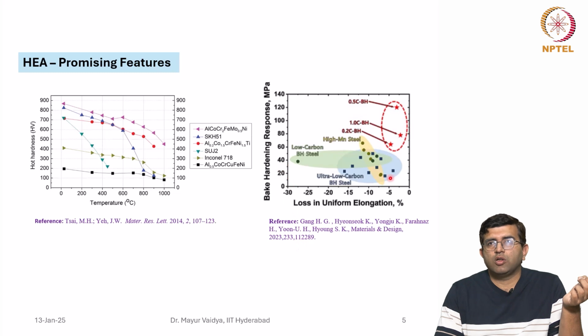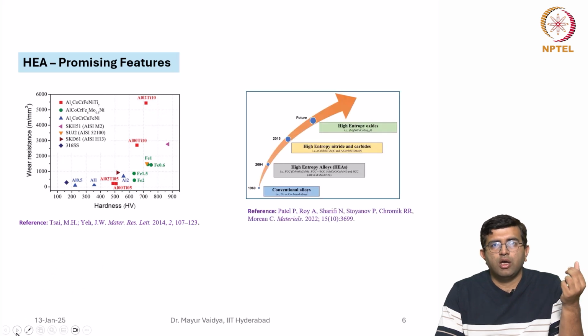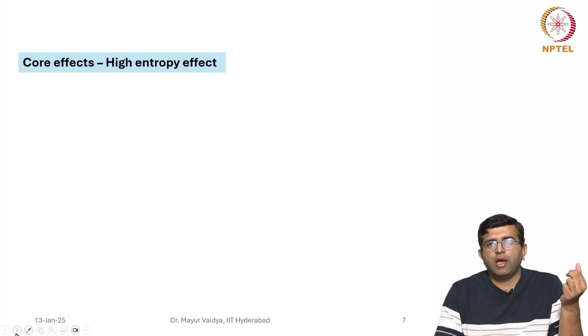Similarly, here also certain alloys come to very high values, the high entropy alloys. Then the wear resistance of some of the high entropy alloys has been very promising, with a very high wear resistance because of the hardness they show.